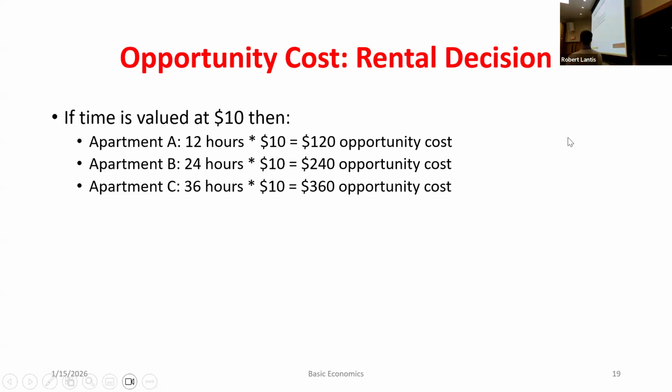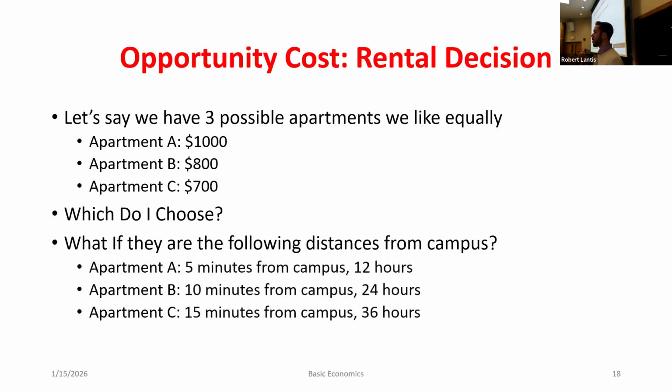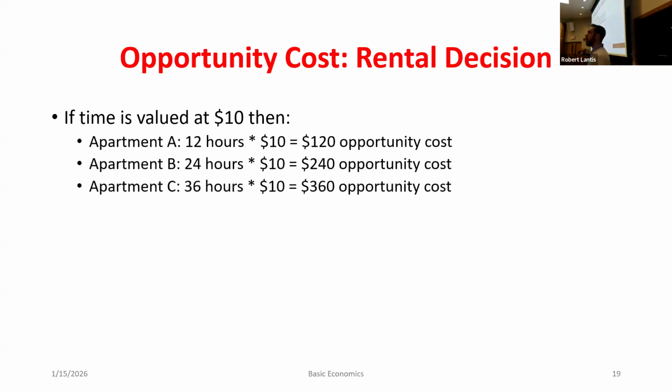So the apartment that was further away from campus, I'm going to incur a larger opportunity cost. I'm giving up more of my time. And as long as I value my time, any value above zero, it's going to have the highest opportunity cost. So if I'm now making this decision about what apartment do I want to live in, I have the rent each month, but I also have how much time I'm going to have to give up each month, and what the value of that time would be to me.